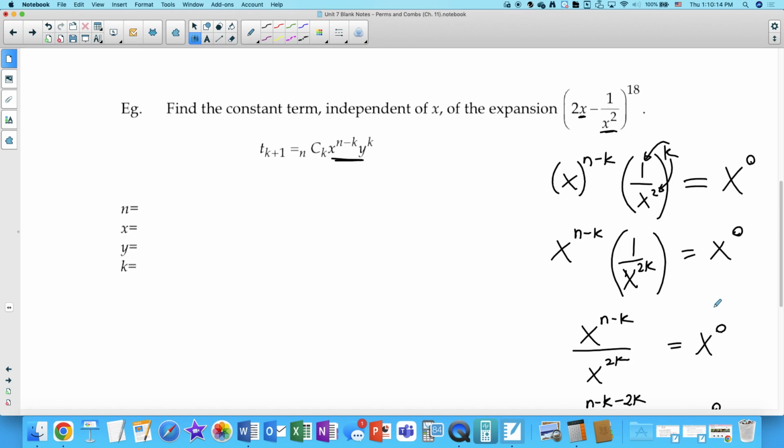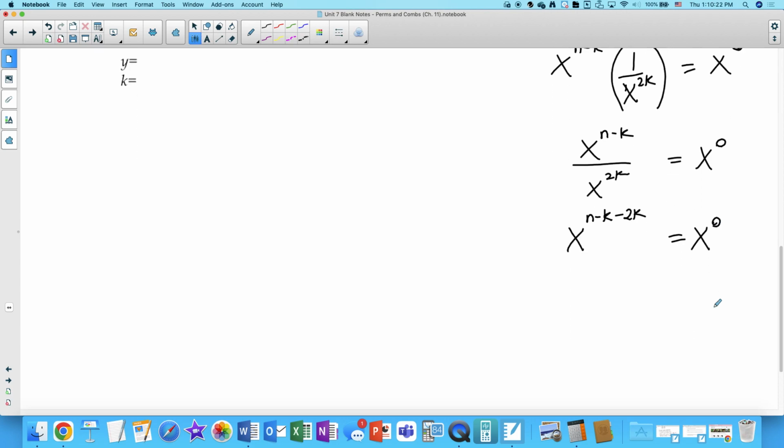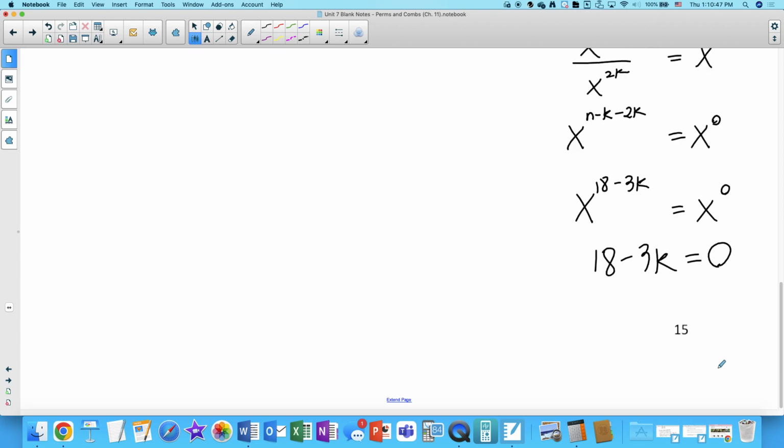You know what? I just realized we know what n is, don't we? Yes. I should have done that from the beginning. n is 18. So let's put that in now. 18 minus, this is going to be 3k equals x to the 0. And now we can say, okay, well, 18 minus 3k has to equal 0. Okay, and so that means 18 equals 3k, which means k equals 6.